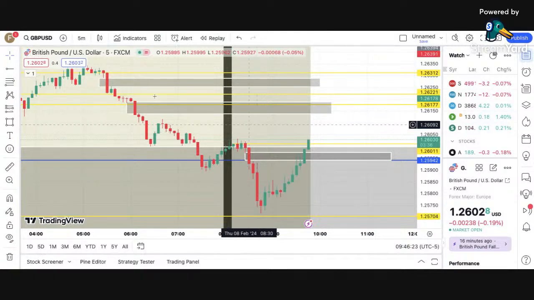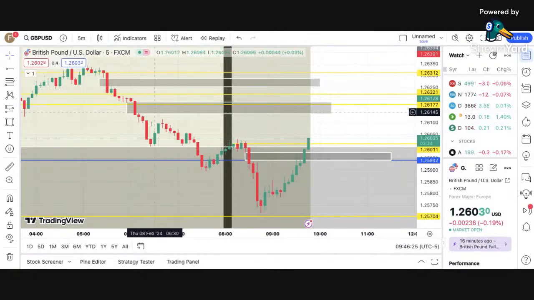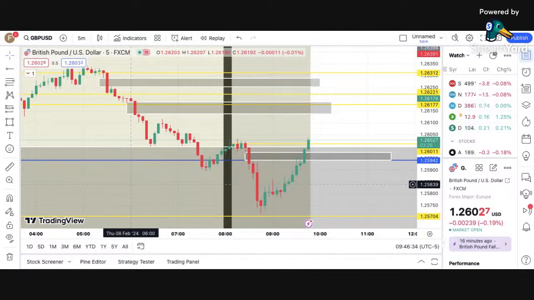If you can see these boxes, these are fair value gaps. What are fair value gaps? Fair value gaps are gaps in the market that need to be filled. What does that mean, and why do they need to be filled? Fair value gaps show an imbalance in the market where you will see pressure, whether it's buying pressure or selling pressure, just like a support and resistance line.